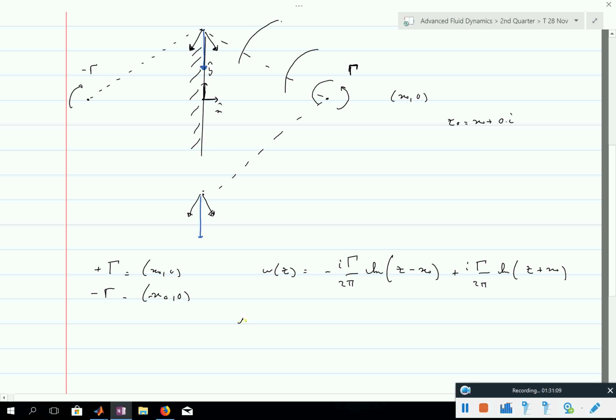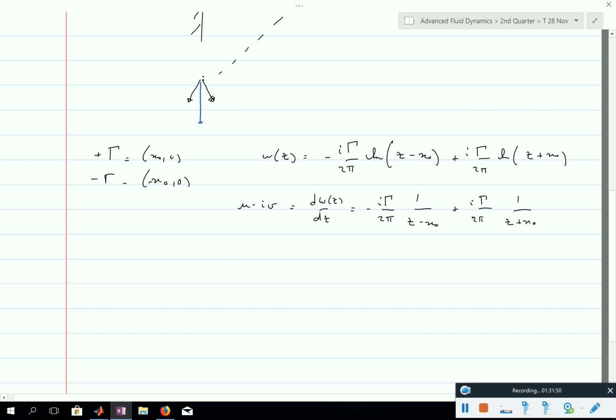If I want to get to my velocity, I know that u minus iv is equal to dw/dz. So I just have to differentiate this. Now how do I do that? You just use the same rules as what you know already for real functions. So what is the derivative of log of z minus x naught? It's 1 over z minus x naught, the same as what you're used to. So this is 1 divided by z minus x naught, and this is going to be plus i gamma divided by 2 pi times 1 divided by z plus x naught.